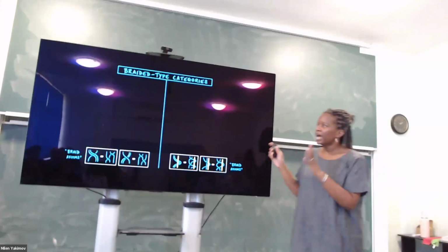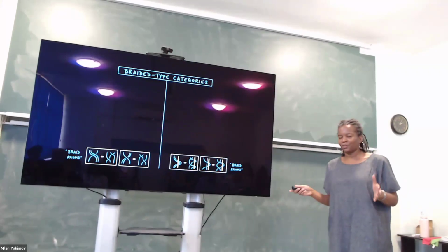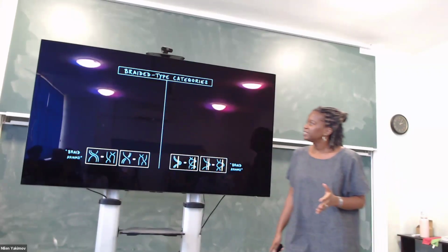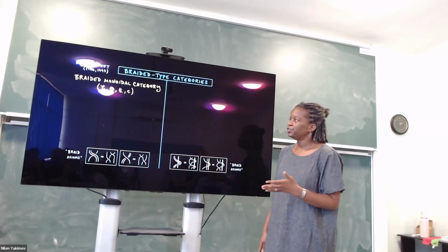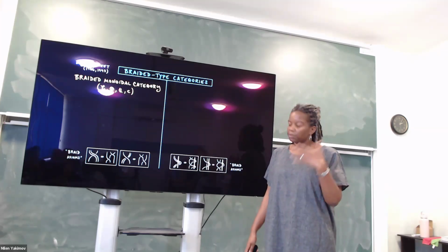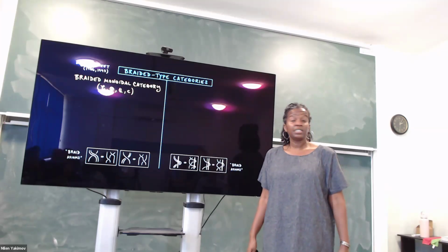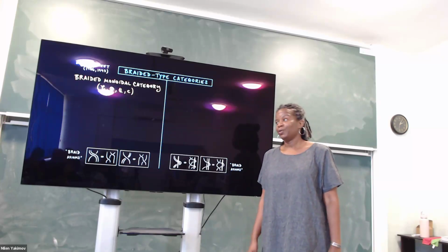Now, what categories am I going to use? And you can probably guess what the first one's going to be. For this, I'm going to use the construction through Joyal and Street that was formulated in the late 80s, early 90s, called a braided monoidal category.